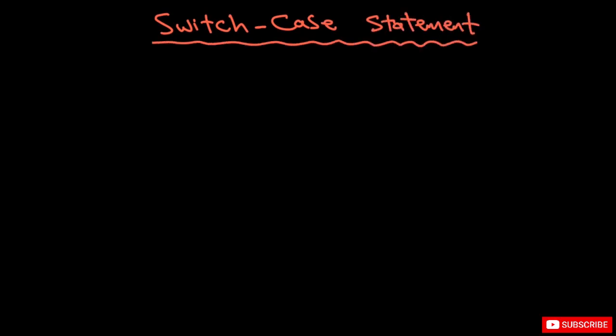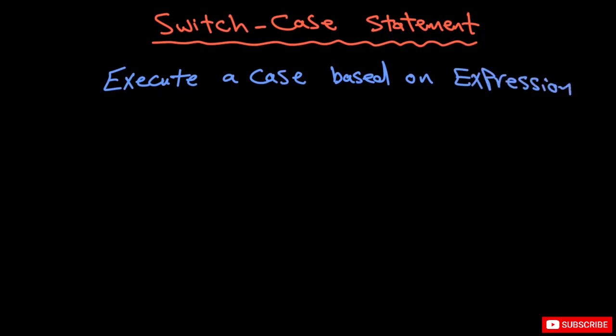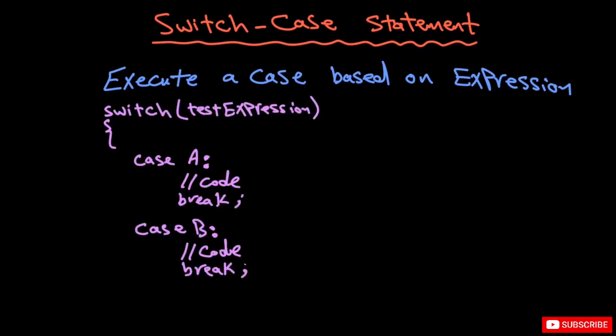One way to execute a specified block of code in the C# programming language is by using the switch statement. By using the switch case statement, you can execute or select one of many blocks of code to be executed based on a test expression. And here is the syntax of the switch case statement in the C# programming language.